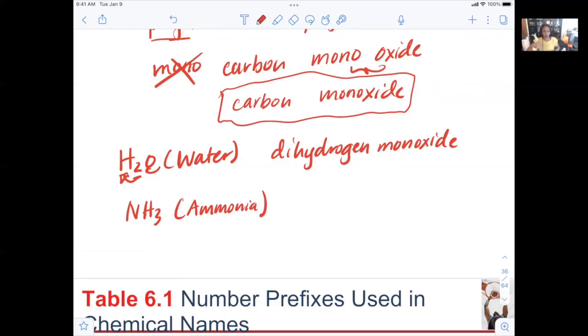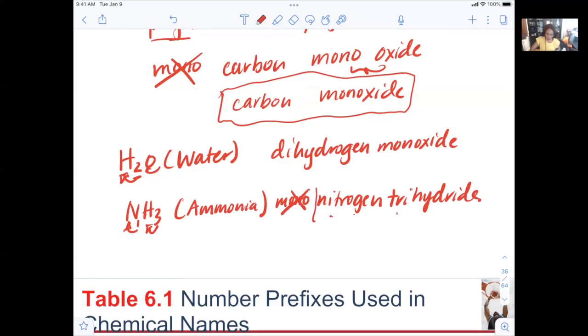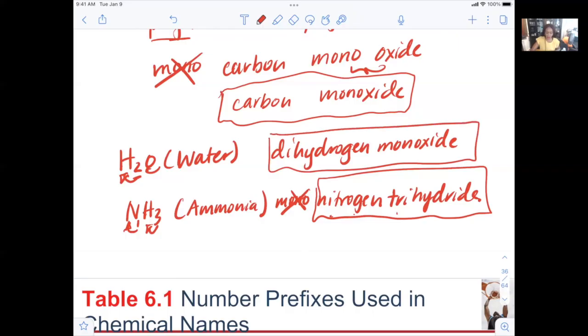Ammonia, the chemical you smell in Windex. You have 1 nitrogen and 3 hydrogens, right? Remember, the 1 is left out. If you want, you can write it, but you got to cross it out because we leave it out. Nitrogen, we got 3, trihydride. Nitrogen trihydride. Not mononitrogen, just nitrogen trihydride. Okay. And then dihydrogen monoxide.